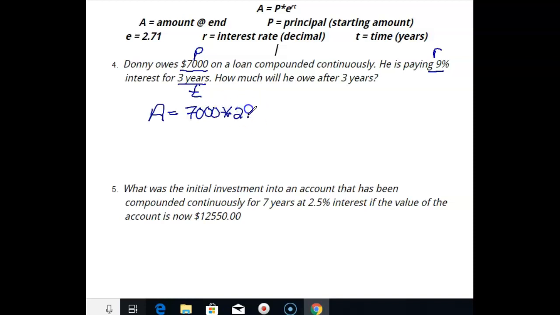times E, 2.71 always, raised to the 0.09 times 3. Just like before, we're going to simplify as much as I can. So I'm going to take 0.09 times 3, and it is 0.27. So it's going to be 7,000 times 2.71 raised to the 0.27. Again, just like before, you can type all this in your calculator using your caret key to raise 2.71 to the 0.27.